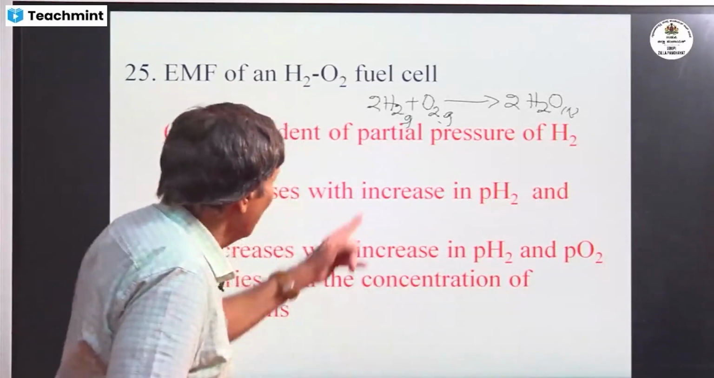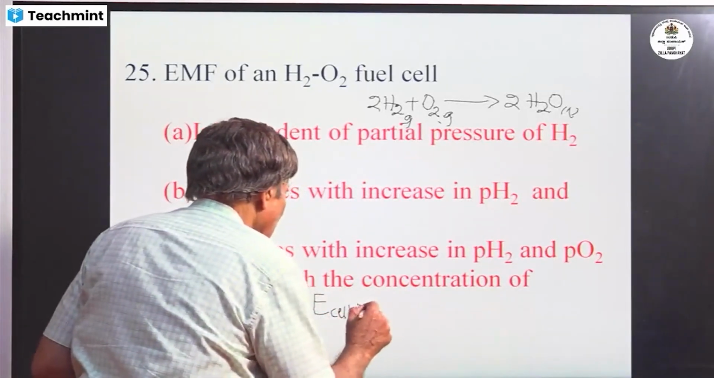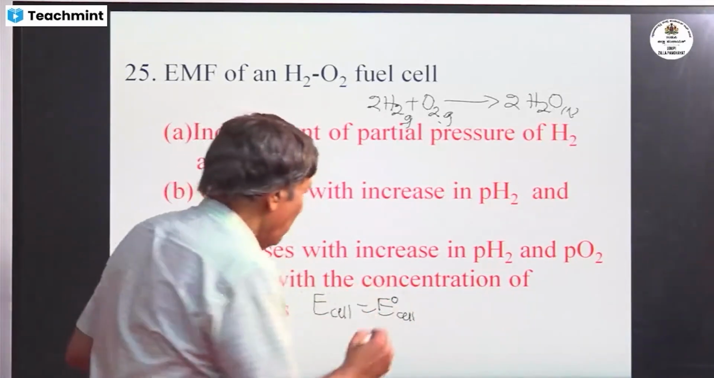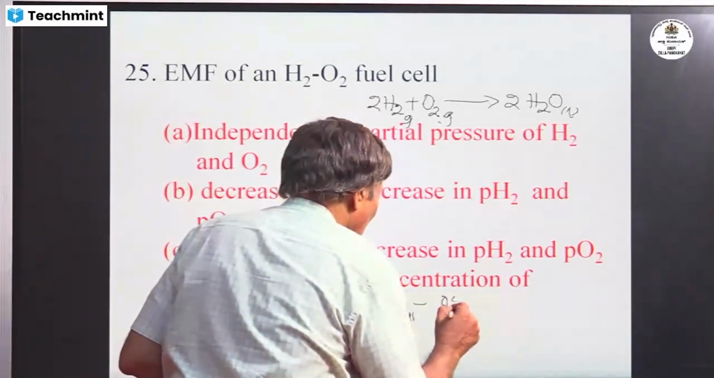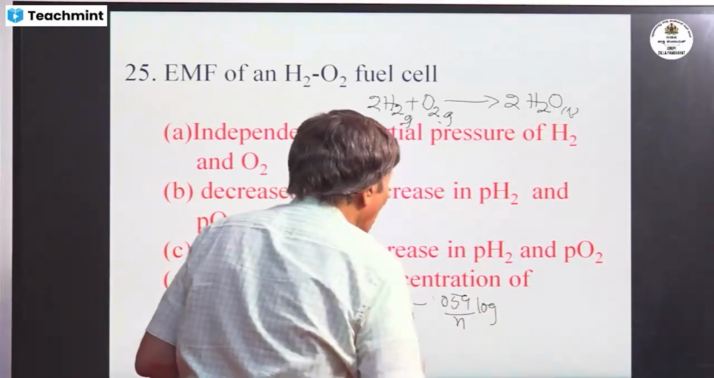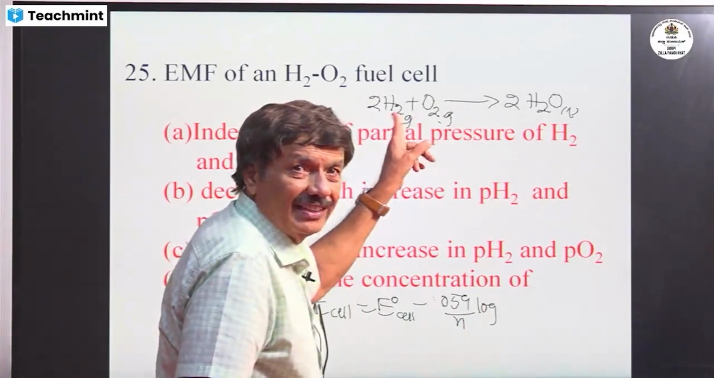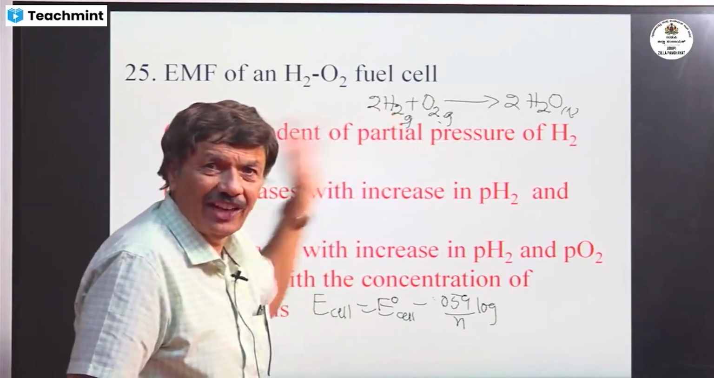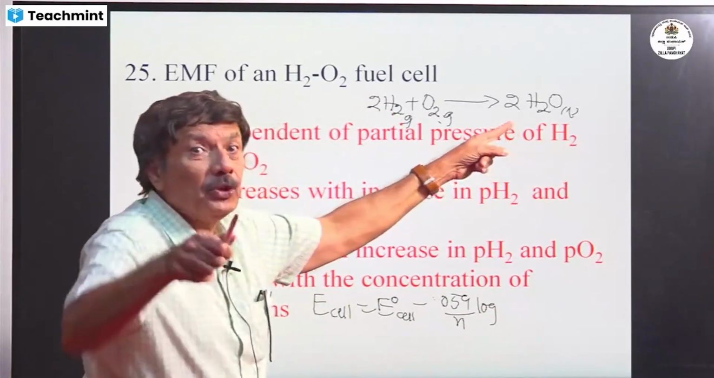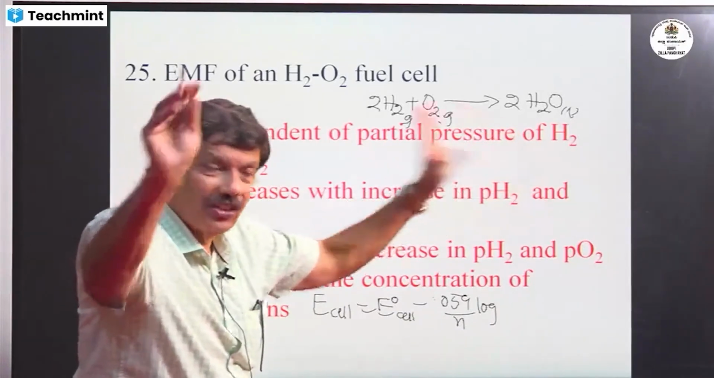How will you write it? E cell is equal to E naught of the cell, minus 0.059 by n log to the base 10 of, the term which comes in the denominator. The one on the left side comes in the denominator. This we will leave because it is a pure substance. A gas you cannot leave because partial pressures will differ. If it is a liquid or solid, just leave it.